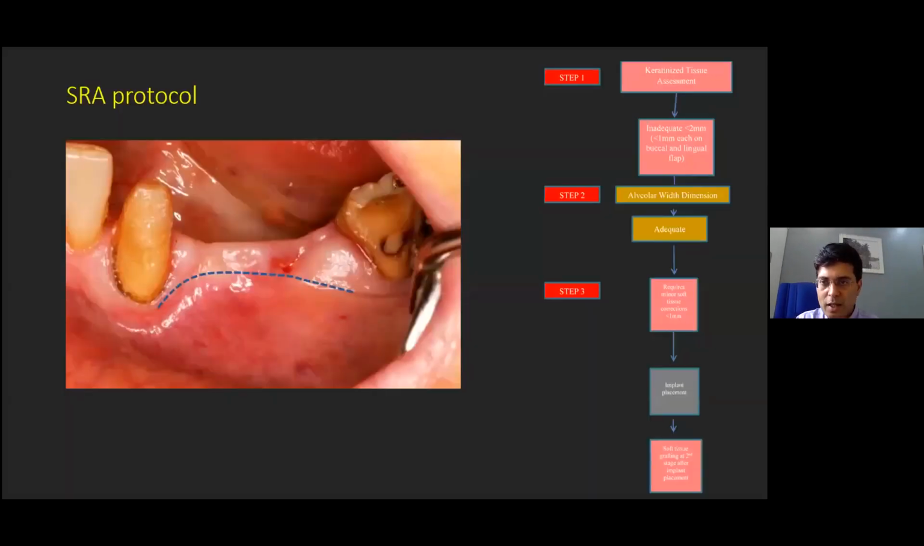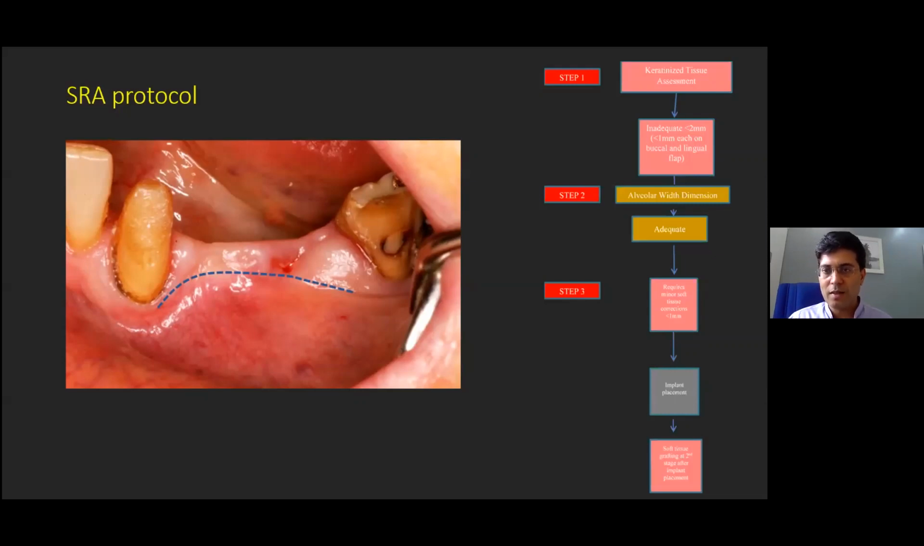So applying the SRA protocol, the Sequential Ridge Augmentation protocol that you see here, we want to assess this defect first. The first thing to assess is whether there is enough keratinized tissue. In this case, there is borderline keratinized tissue, which means you have about 2 millimeters of keratinized tissue. That is enough for reflection for any GBR procedure. What is the concept here? The concept is that when you reflect the flap, you should have at least 1 millimeter of keratinized tissue on either side of the flap, so that your suturing of the GBR procedure becomes easy.